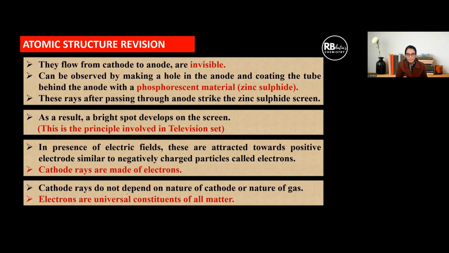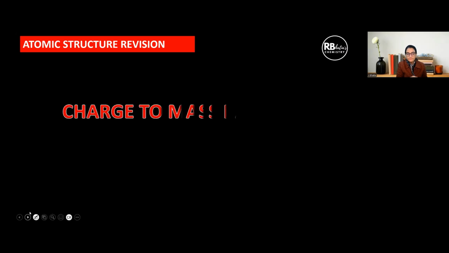Cathode rays do not depend on nature of cathode or nature of gas. A very important statement for questions. Do cathode rays depend on nature of cathode or nature of gas within the discharge tube? The answer is no. Why? Because irrespective of the material used to make cathode or the gas used, since cathode rays are made up of electrons and electrons are the universal constituents of all matter, it doesn't make a difference which gas or which surface the electrons have been released from. They will always have the same nature. Hence, cathode rays do not depend on the nature of either cathode or the gas.